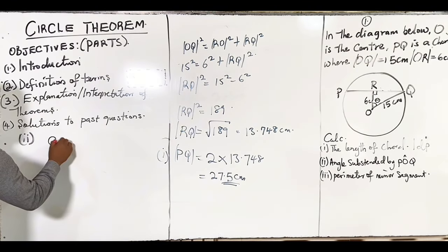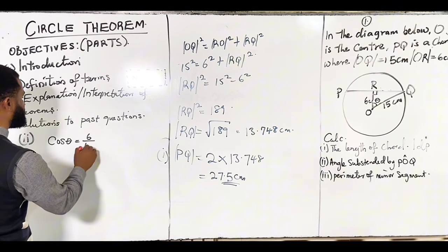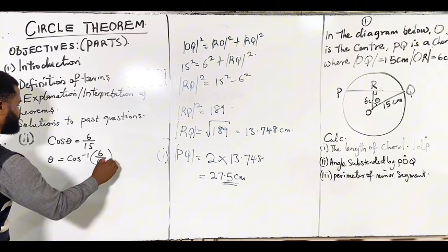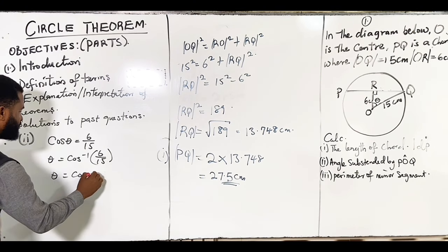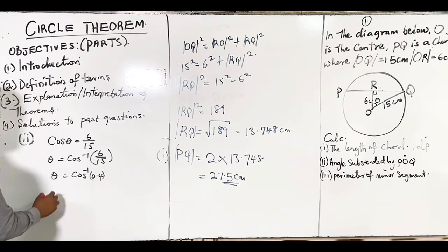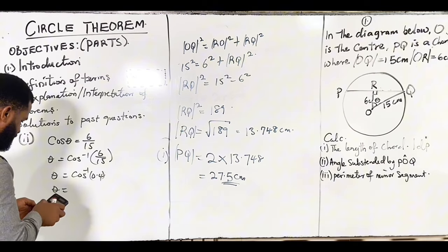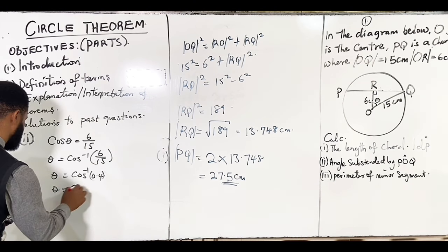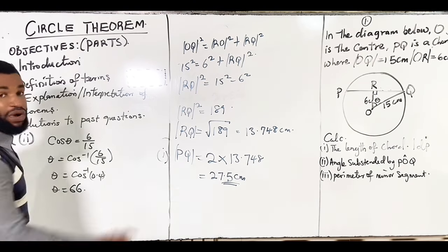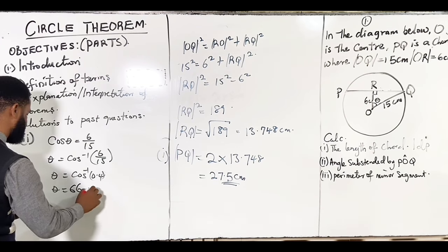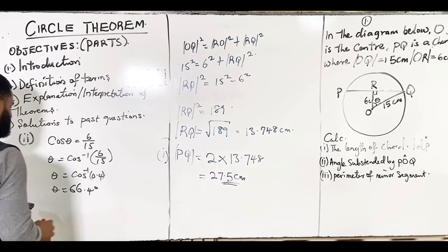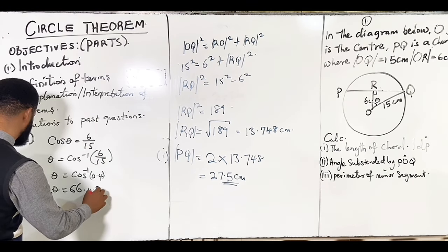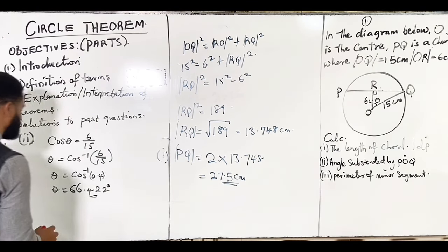So cos theta is going to be 6 over 15. Theta is going to be cos inverse of 6 over 15, which is cos inverse of 0.4. Theta is going to be 66 point, I think to one decimal place will also be fine, 66.4 degrees. Oh, since that is not the final answer, 66.422 degrees.